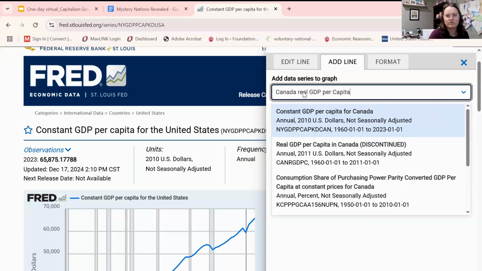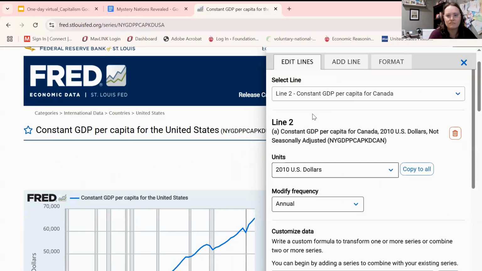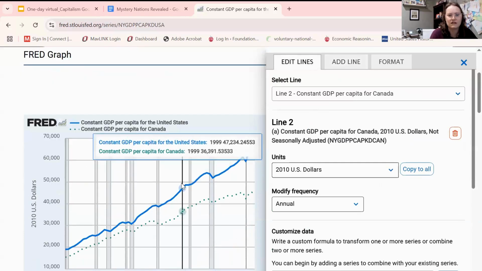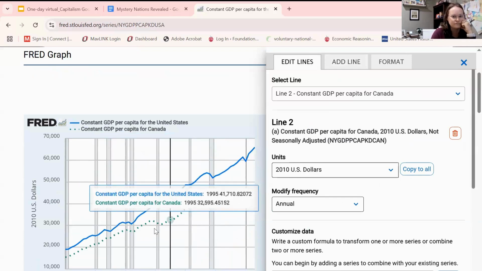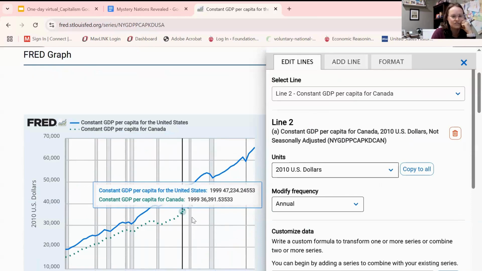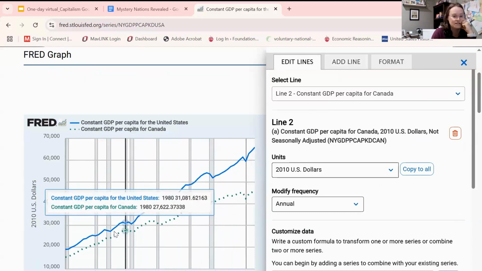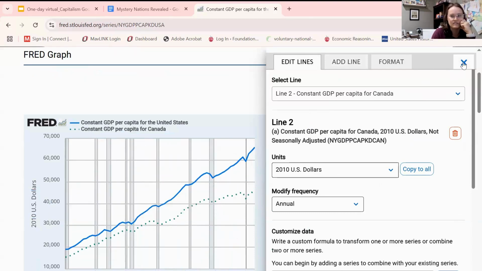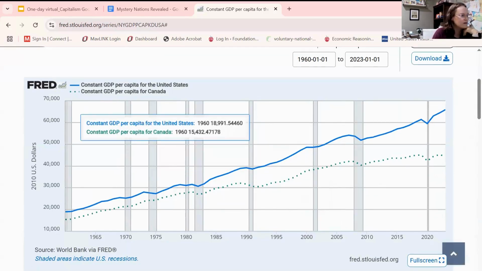Now, one thing you want to do is make sure that you're using the same thing. You don't want to add in nominal GDP, or you don't want to add in real GDP. You want to keep them similar so you can see. So here's Canada, with the tealish green dotted line. It has a similar trend, doesn't it? Very similar trend.